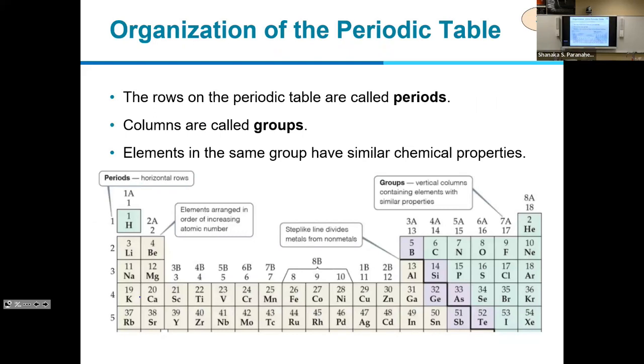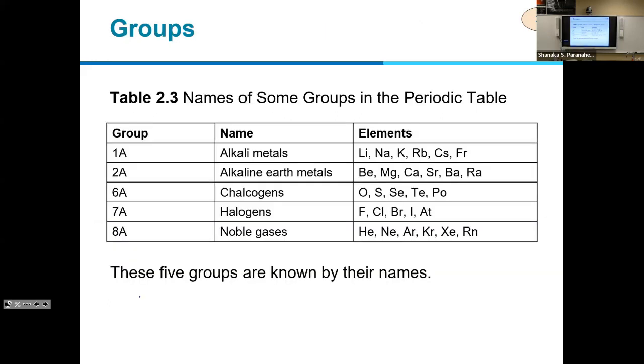So periods are the rows and vertical columns are the groups. There are also several groups which have common names. Group 1A, or the first column, is called alkali metals, and it doesn't include hydrogen. That's the exception. Hydrogen is not an alkali metal because it's a non-metal.